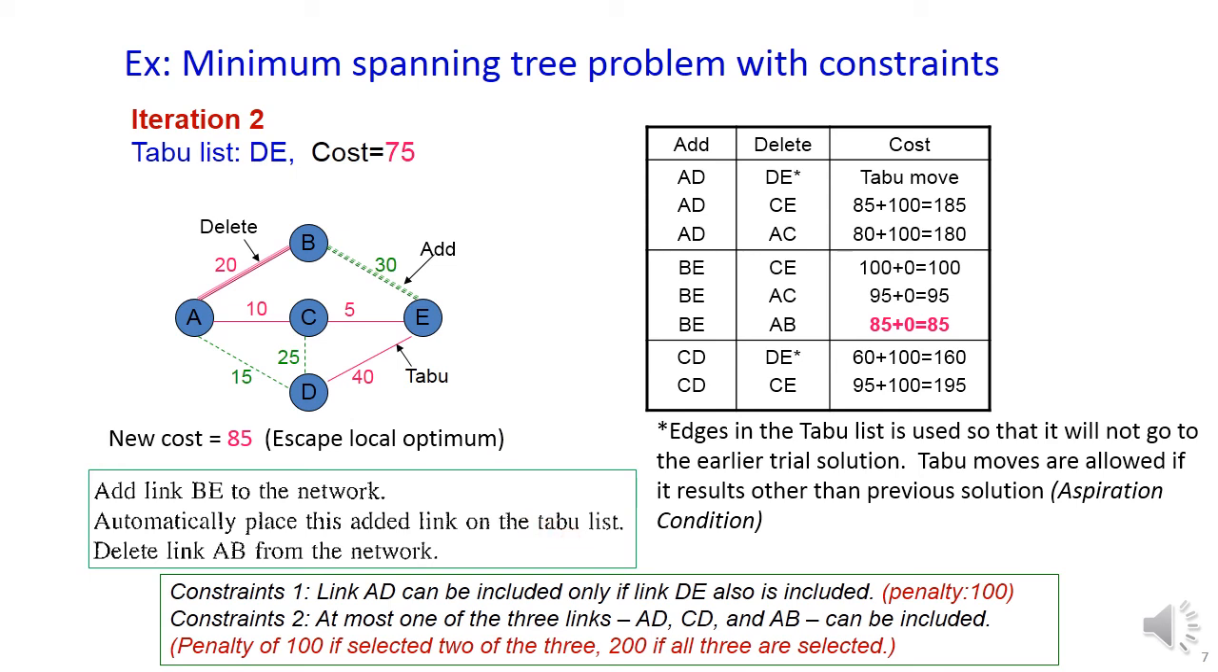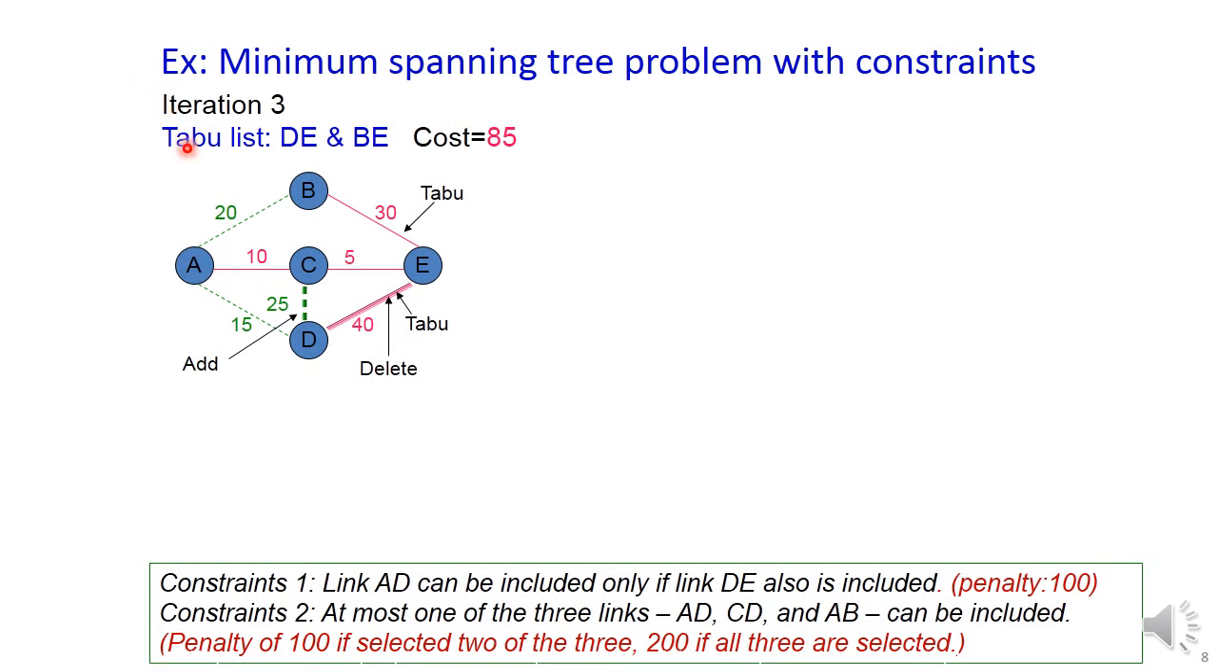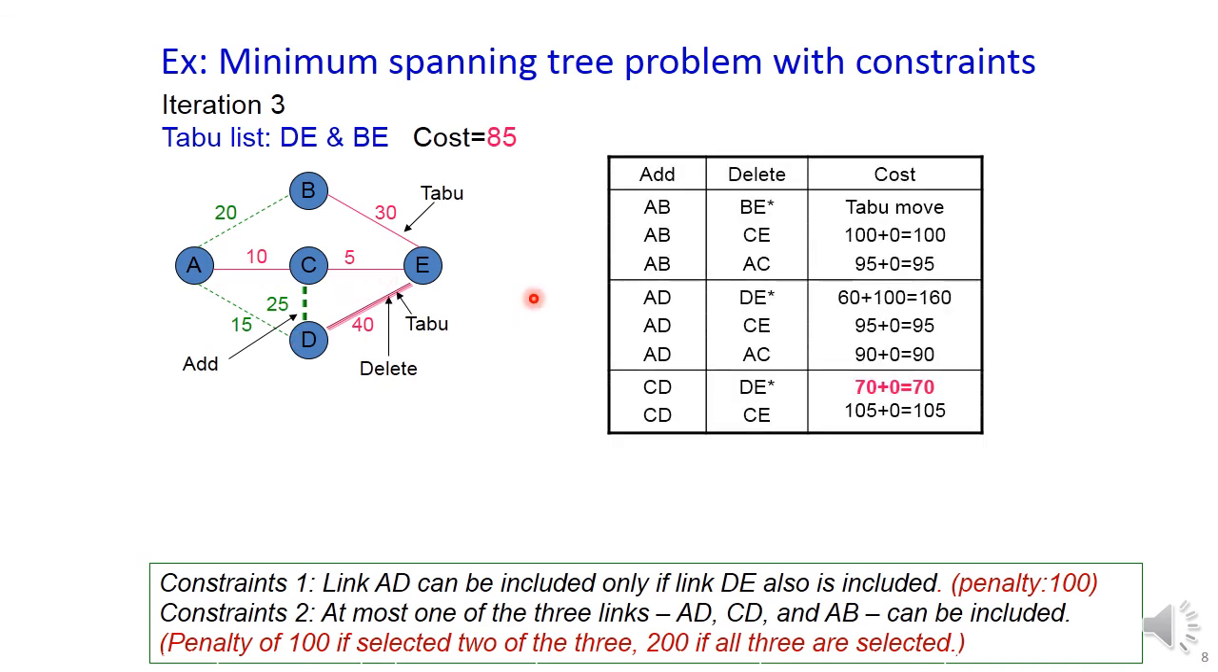So go to iteration 3. In iteration 3, the taboo list is D and B. The cost of the spanning tree is 85. The spanning tree is nothing but this one. Now again go for the third iteration. So the possibilities for the addition are AB, AD and CD, and the deletion possibilities are listed here.